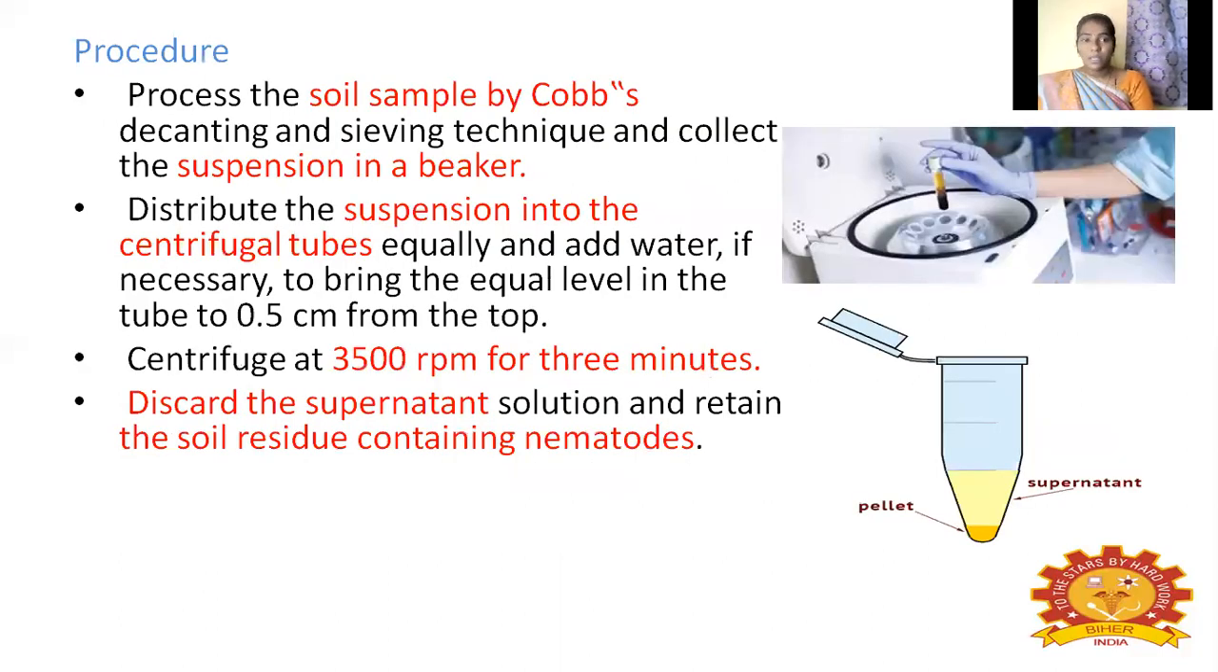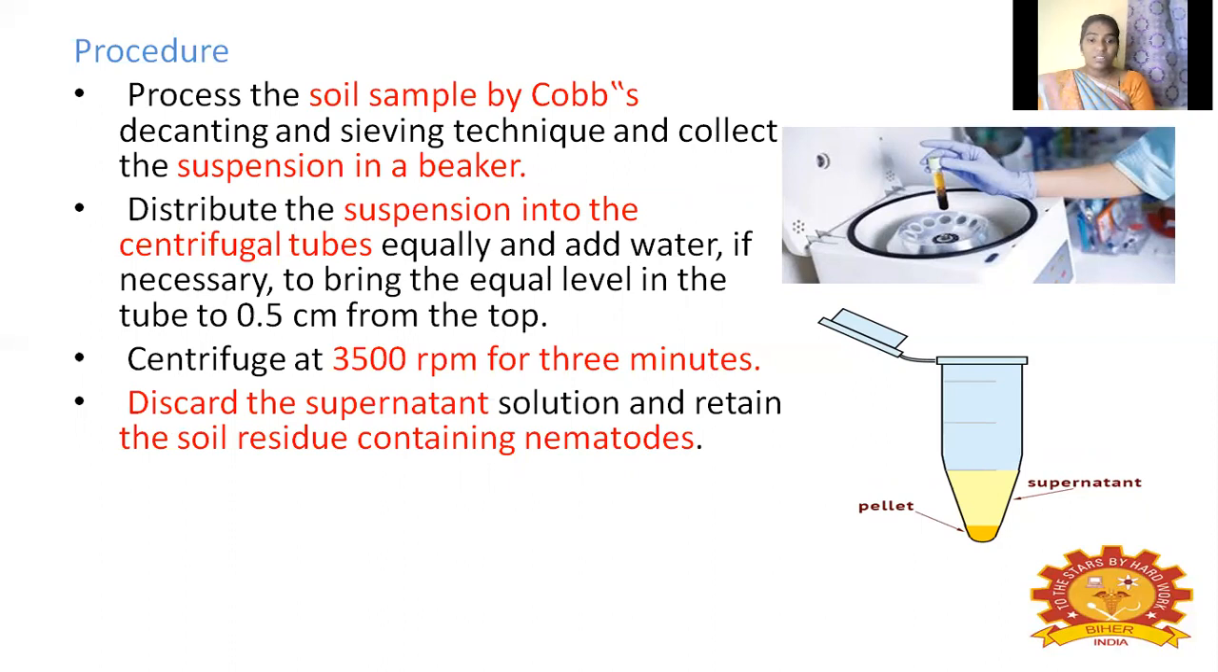Now the procedure. The soil sample that we collected by the coarse decanting and sieving technique, we collect the suspension in a beaker. Distribute the suspension into the centrifuge tubes equally, and add water if necessary to bring the equal level in each tube to 0.5 centimeter from the top.